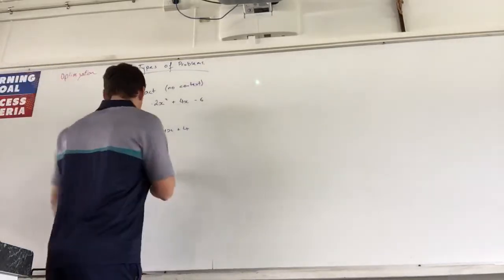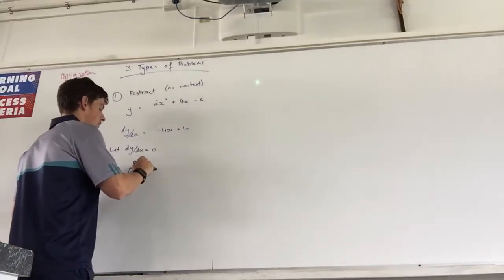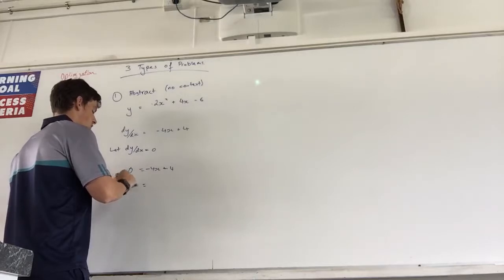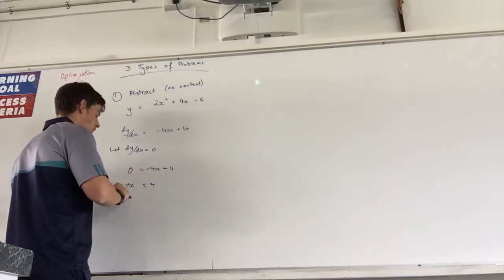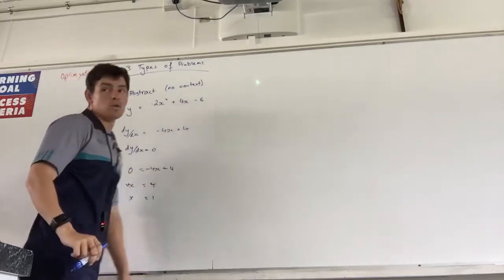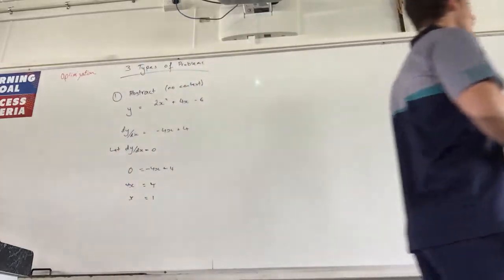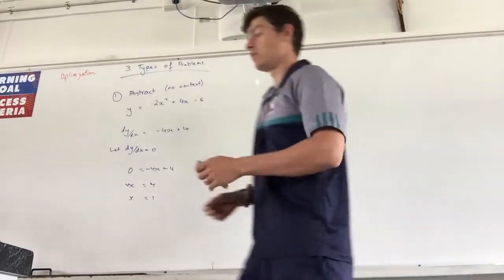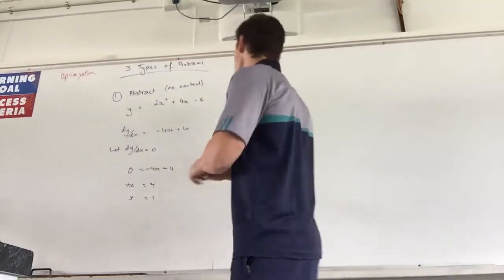So we let that equal 0. 0 equals negative 4x plus 4. So 4x equals 4. X equals 1. Now if I was to ask us to prove that it is a minimum, what would we do? So I've got two options to prove.